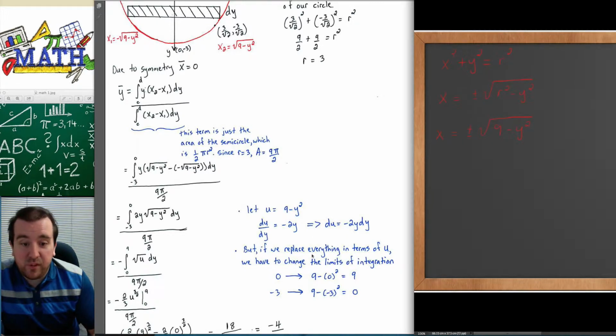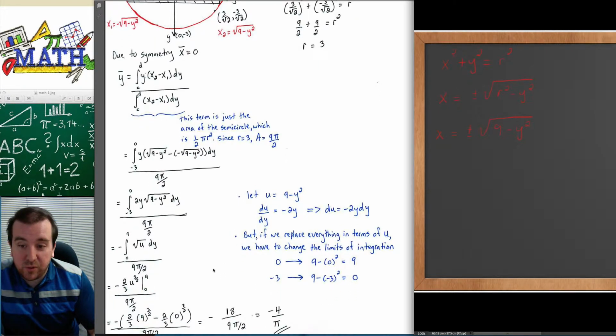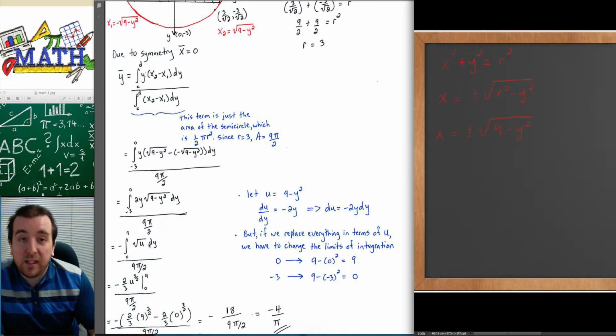But again, as before, if we replace everything in terms of u, we actually have to change those limits of integration. The upper limit 0 becomes 9 minus 0 squared, which equals 9, because y is 0 for our upper limit. And for -3, that's 9 minus -3 squared, so 9 minus 9, which is 0. As soon as we substitute in a u, we need to replace our limits of integration.